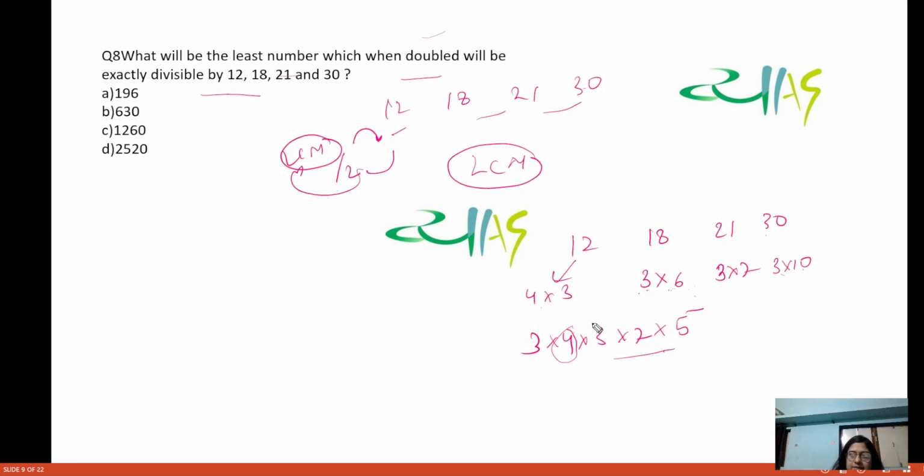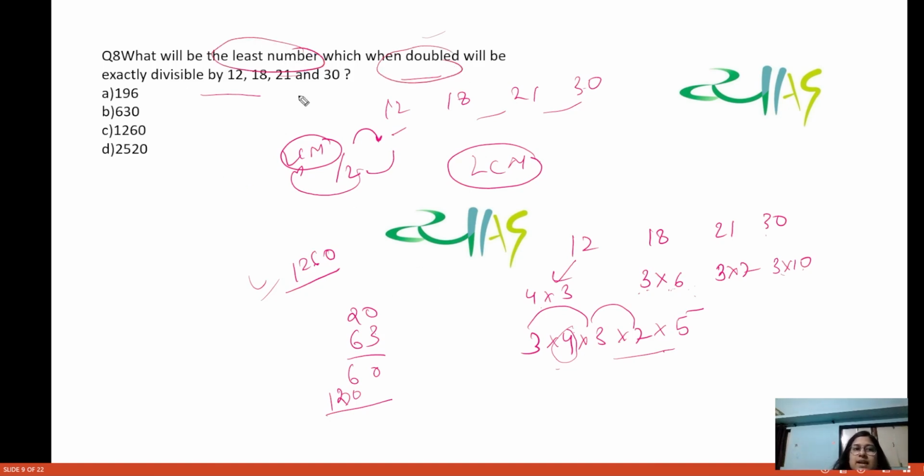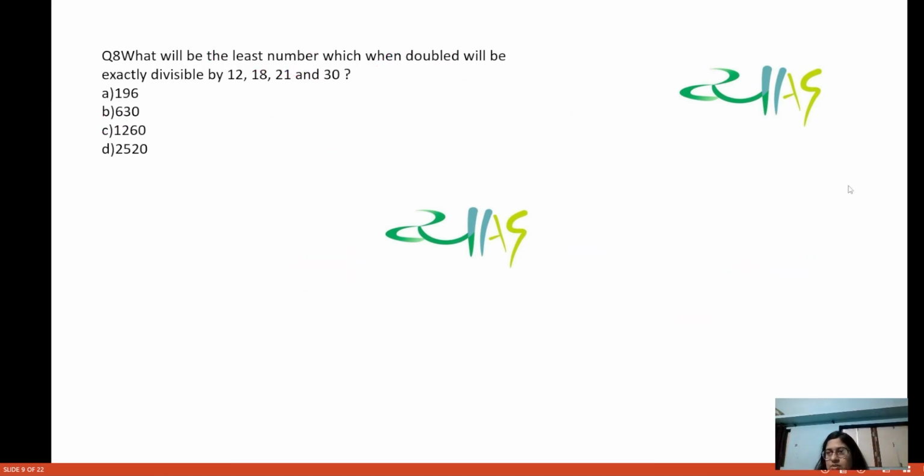Now we will halve this LCM, so we will get our number. So this is 20, and 9 into 7 is 63. OK, so this is 60, and this is 120. So you have 1260, but 1260 is not the answer. It is asking what will be the least number which when doubled will be exactly divisible by these. So half of this, and you have 630. This is your answer. So this is about this question.